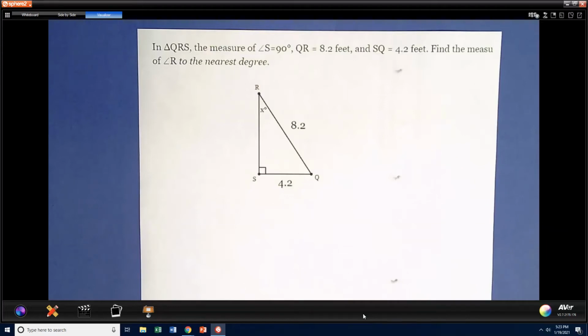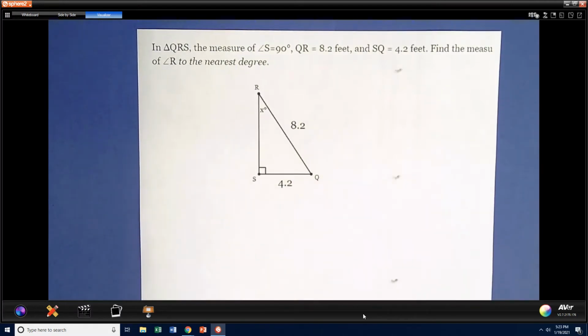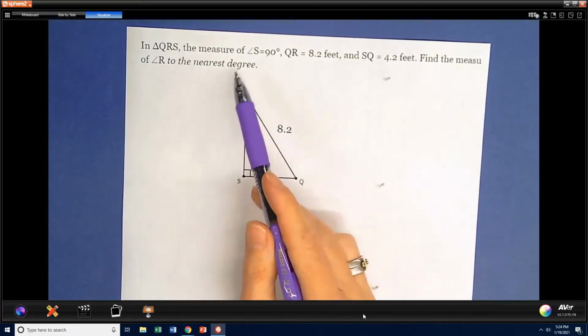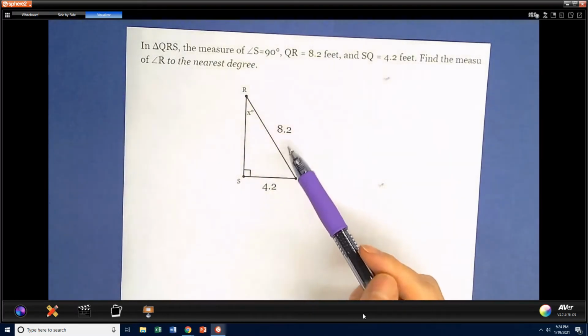In this video, we're going to learn how to find the measure of an angle given other measurements of a right triangle. So in this case, we are given a diagram. We're given a description of the problem at the top. You always want to double check that the description matches the diagram.